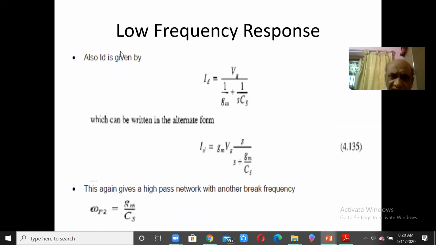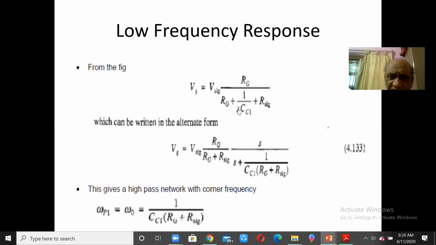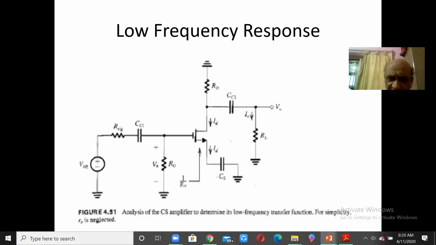Then we have the ID. ID is given by Vg divided by 1 by gm plus 1 by SCS. And this can be considered again from the figure something like this. Now you can see that here ID is the current which is flowing through this, and you have the 1 by gm here, and the impedance due to the CS is 1 by SCS in the Laplace transform, and the impedance due to this is 1 by gm.